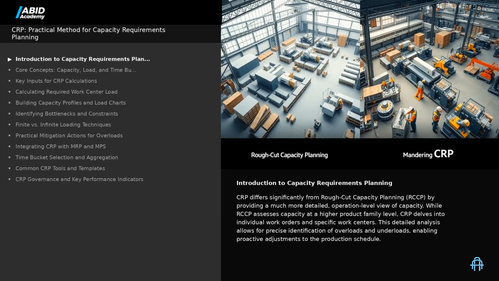CRP differs significantly from rough-cut capacity planning, RCCP, by providing a much more detailed, operation-level view of capacity. While RCCP assesses capacity at a higher product family level, CRP delves into individual work orders and specific work centers. This detailed analysis allows for precise identification of overloads and underloads, enabling proactive adjustments to the production schedule.